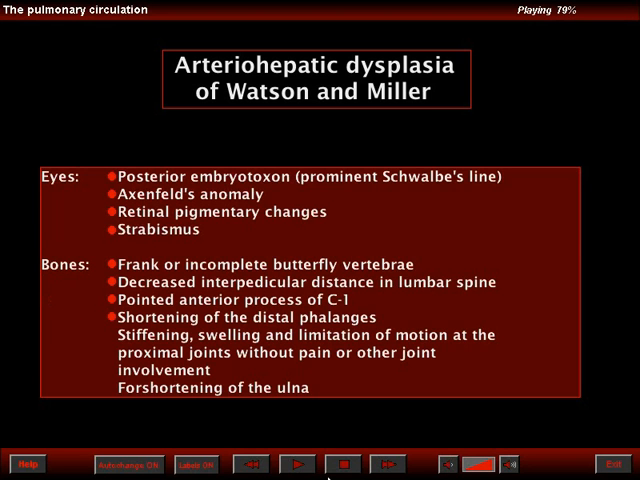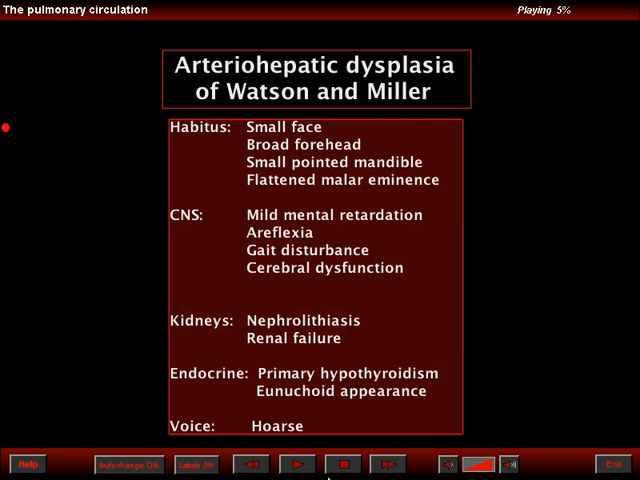There can be shortening of distal phalanges, stiffening, swelling, and limitation of motion of the proximal joints without pain or other joint involvement, and osteo and foreshortening of the. These patients may have a small face, a broad forehead, a small pointed mandible, and a flattened malar eminence.